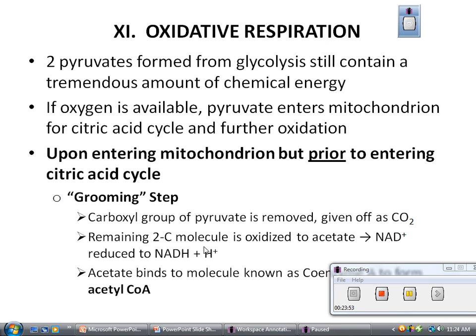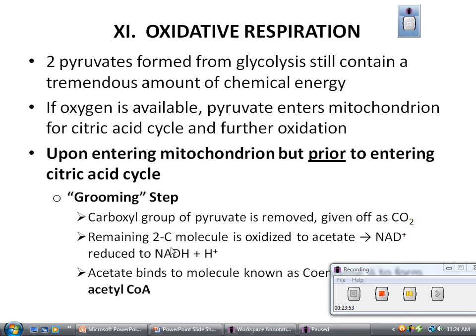The remaining 2 carbon compound is going to be further oxidized, remember oxidized by extracting electrons, to something called acetate. So if we oxidize it by removing those electrons, the electrons have to go somewhere. They're going to be given to an NAD+.